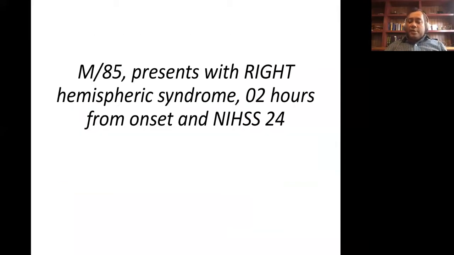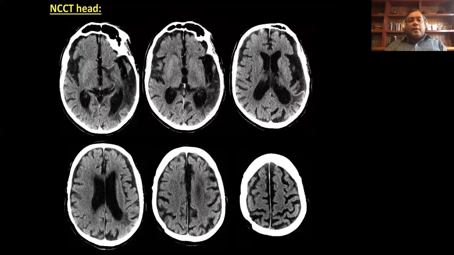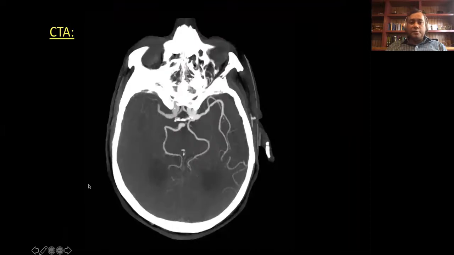And so I'll give you some examples again. An 85-year-old male, right hemispheric syndrome, so focus on the right hemisphere, 2 hours from onset, NIH 24. If I take a poll, almost all of you would say, oh, this patient should be treated. Yes, you're right. But then we look at the CT scan, and you're focusing on the right hemisphere. It looks like a good scan, right? So I would say, fair scan, good scan.